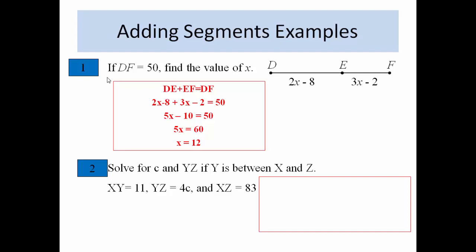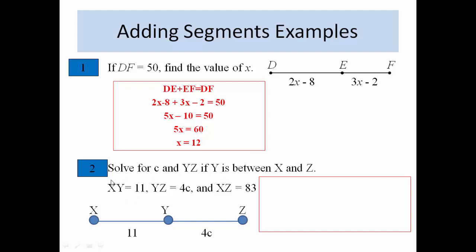Second example, solve for C and YZ if Y is between X and Z. So down here it gives you that XY is equal to 11, YZ is equal to 4C, and XZ is equal to 83. If you are not given a picture, you should always draw a picture first. This will help you now and definitely help you in the future whenever we get to the harder topics in geometry. So I'm going to draw my line segment XZ, where Y is between X and Z.